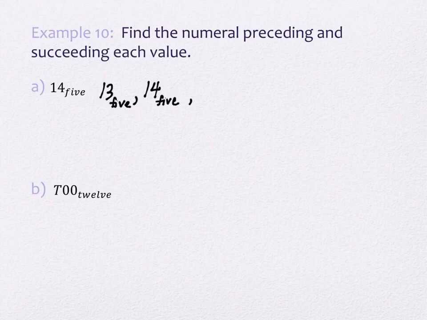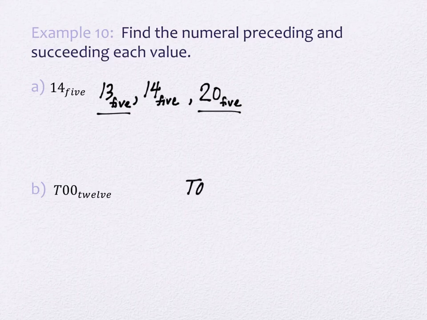So what then would come after 1-4? It's not 1-5. 2-0. So 1-5 won't work because there's no 5s in base 5. So I've run out of digits, essentially, when I get to 1-4. So I have to increase the next digit over, which is my 1 in this case, so it becomes a 2. So this is 2-0 base 5. So this is the number before and the number after 1-4 in base 5. So we're going to do the same thing in base 12.